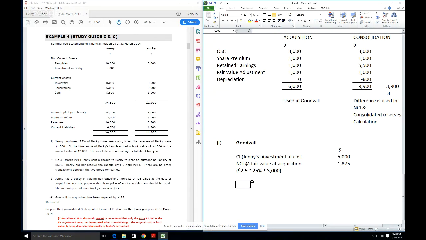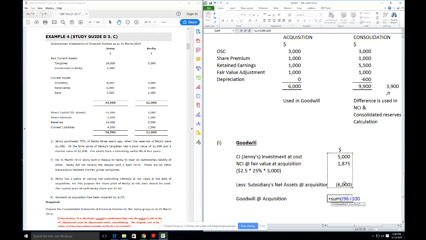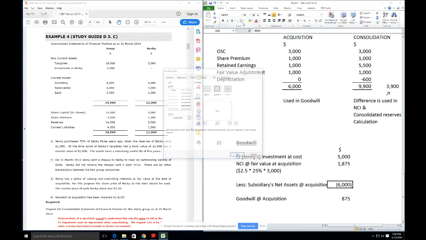So, of course, now we do less subsidiary's net assets at acquisition, which is 6,000. So that's going to be 6,000. And this will be our goodwill at acquisition. Sharply, and we have it here. By now, we should be comfortable with this calculation.